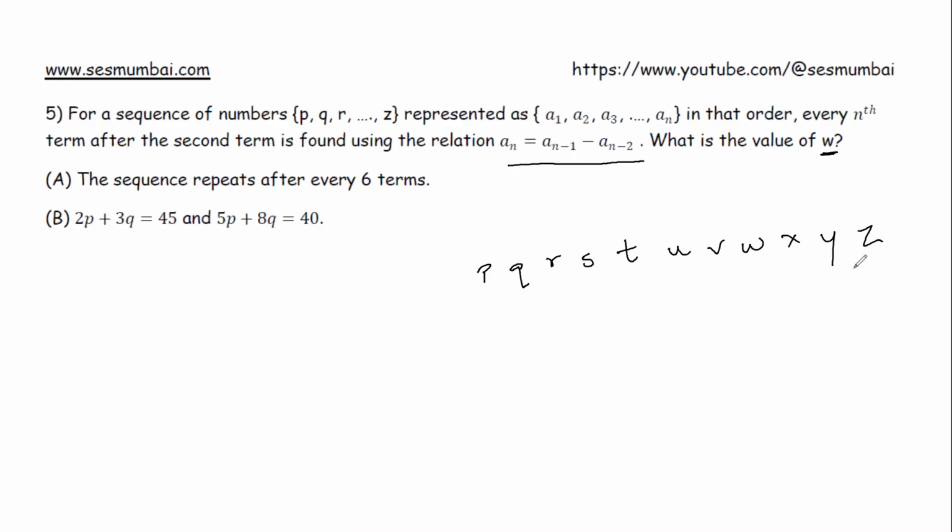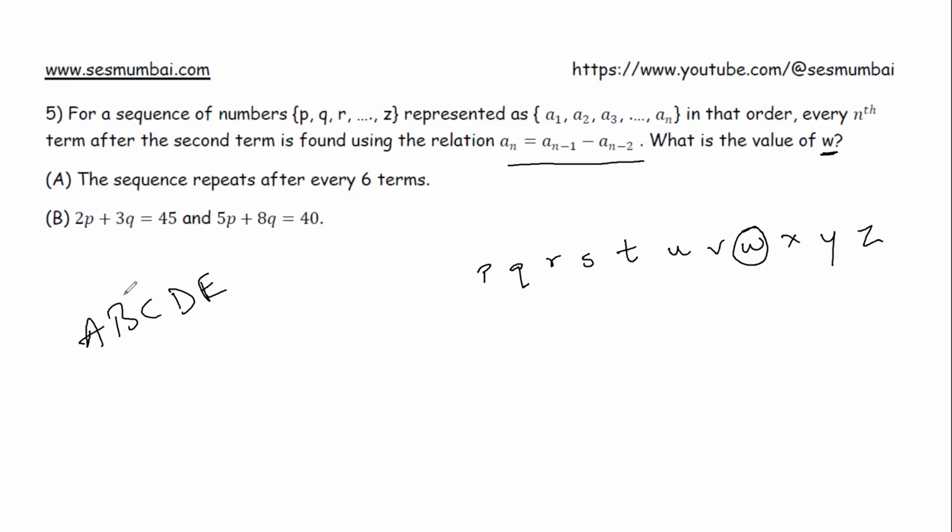Okay, yeah. So they're asking what is W equal to. All right, so again, we don't have numbers in the question stem, so it can't be solved. You have to use the statements given. So A, B, C, D, E. Yeah, the sequence repeats after every 6 terms. All right, fair enough.